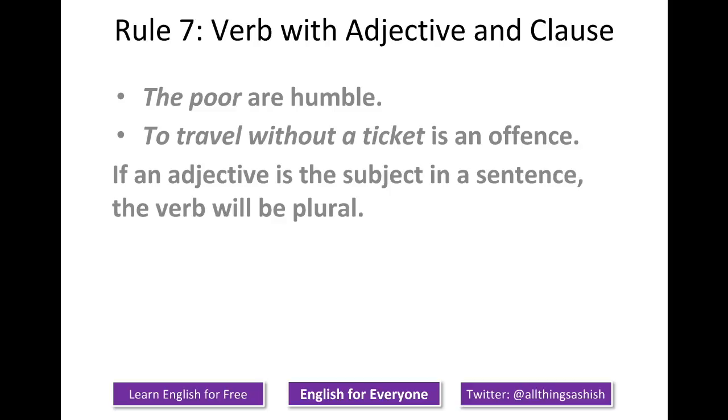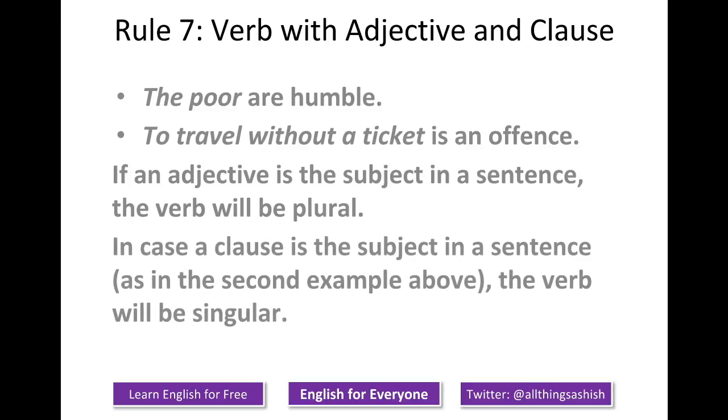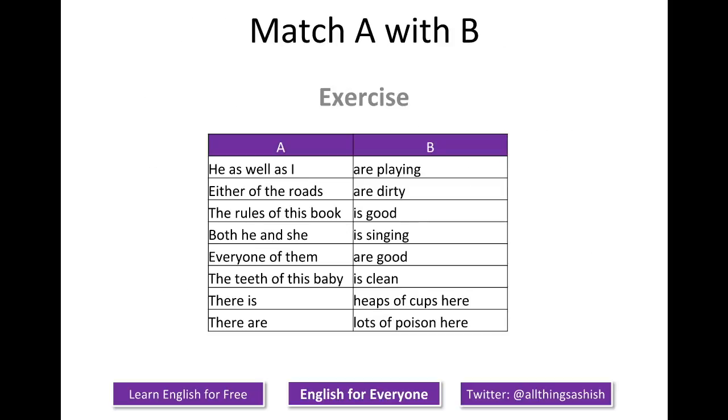But in case of a clause, if a clause is the subject in a sentence, then the verb will always be singular. So to travel without a ticket is an offense. Okay, so now we are done with this topic of subject and verb. It's about time that you pause the video and match A with B, just to refresh all that we have learned in this video.